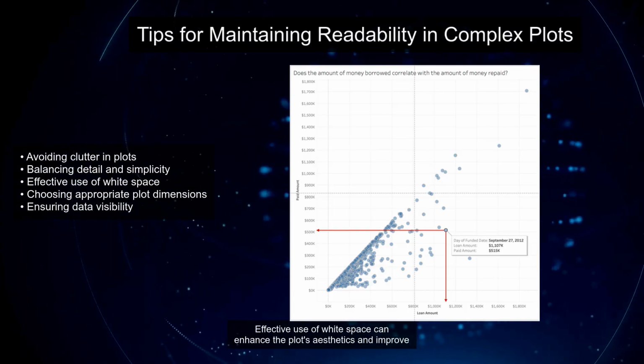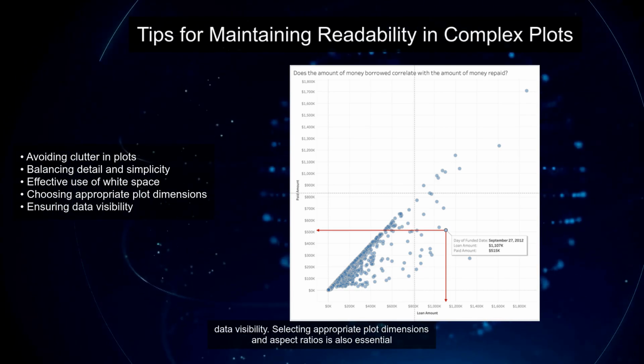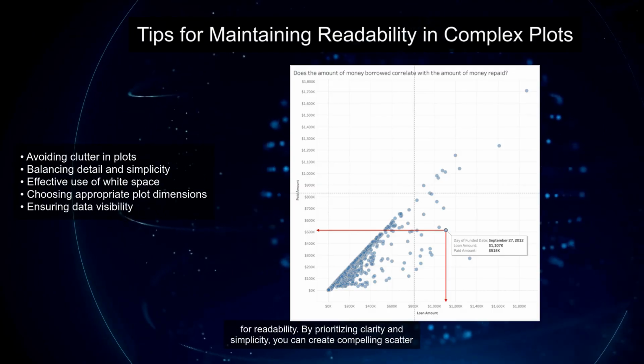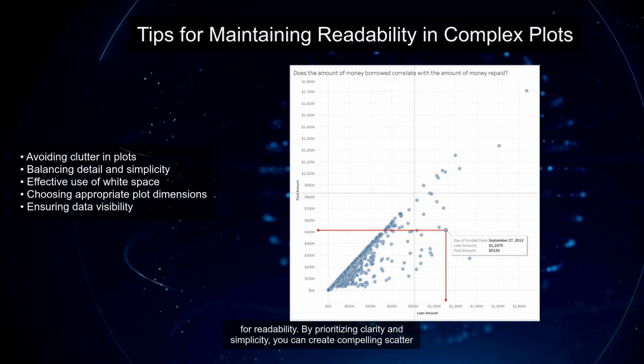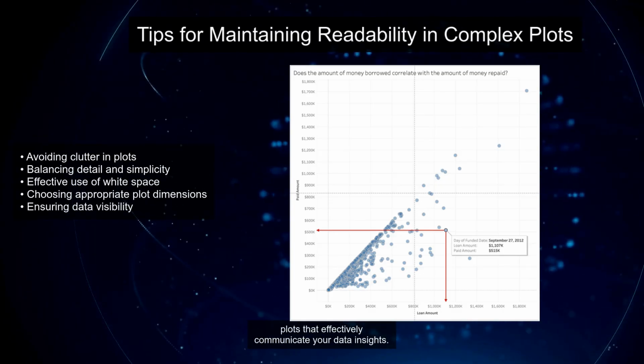Effective use of white space can enhance the plot's aesthetics and improve data visibility. Selecting appropriate plot dimensions and aspect ratios is also essential for readability. By prioritizing clarity and simplicity, you can create compelling scatter plots that effectively communicate your data insights.